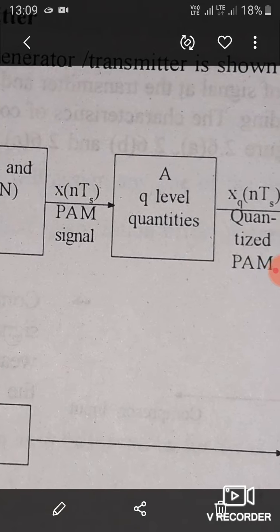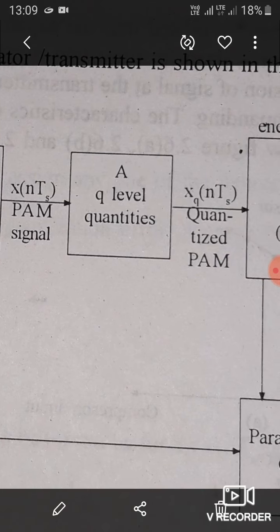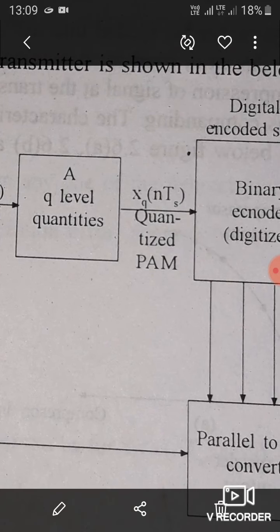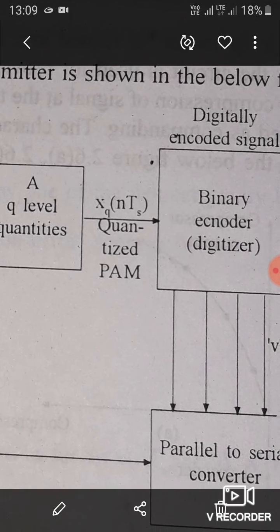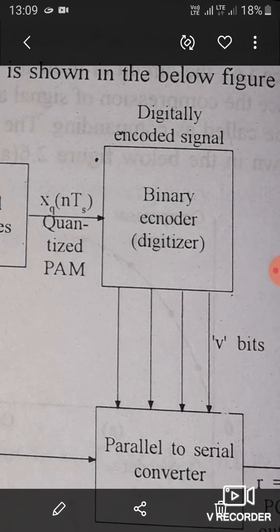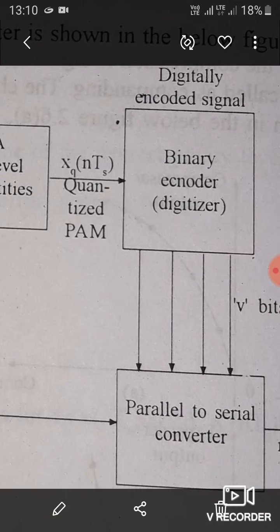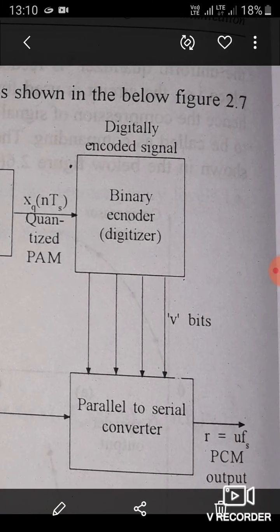Now the signal X of nTs is given to the quantizer, where the signal levels are assigned and given out as Xq of nTs, that is the quantized signal, or basically the quantized PAM signal. And you know what is PAM. This quantized signal is given to the binary encoder, where the output is in the form of binary bit streams.